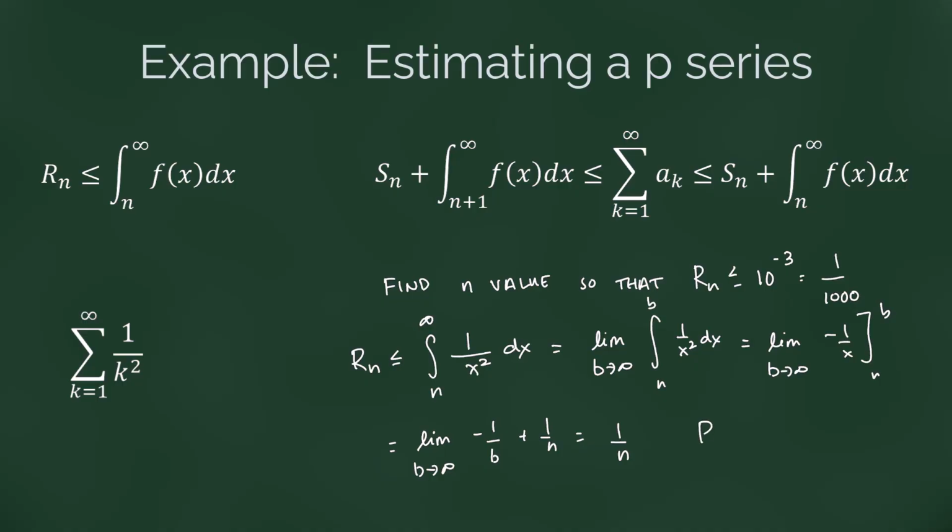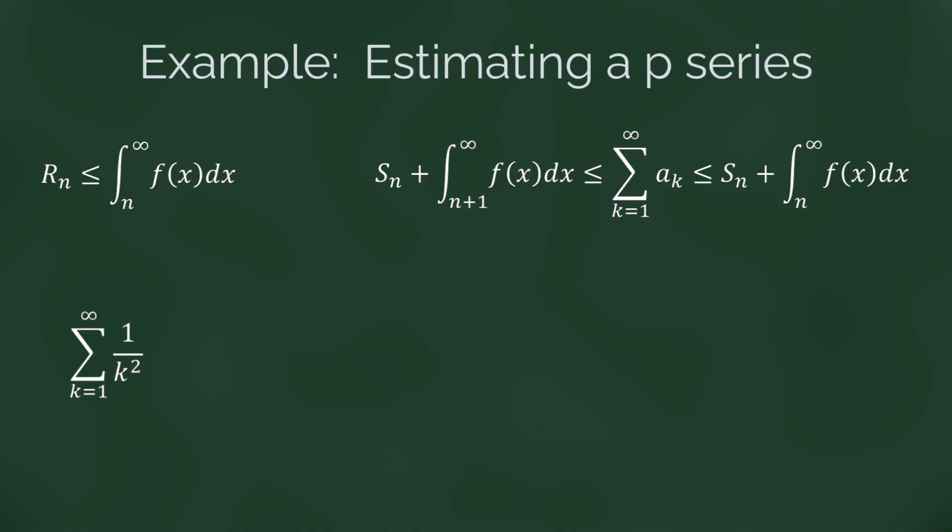So now we know that r sub n is less than or equal to 1 over n, which means that if we want that to be less than or equal to 1 over 1,000, we need to let n be 1,000. So we would have to take 1,000 terms of this sum in order to guarantee that the remainder is less than or equal to 10 to the negative third.